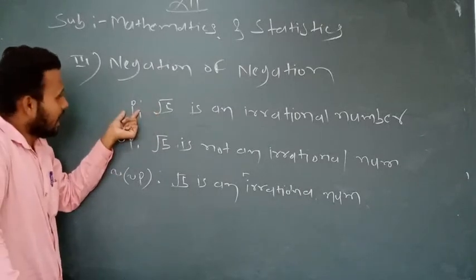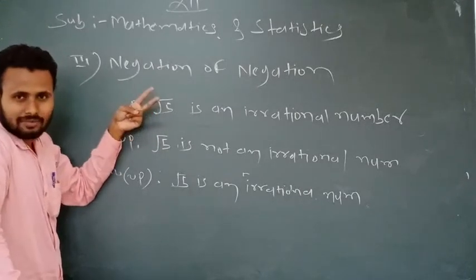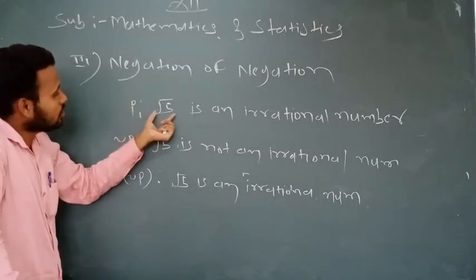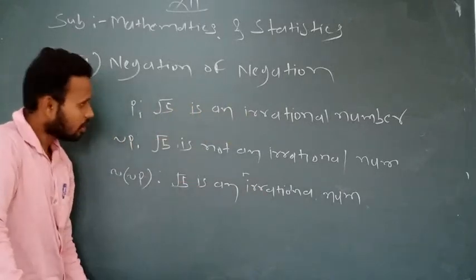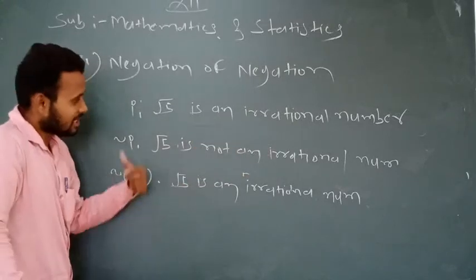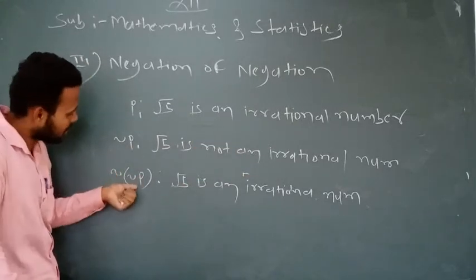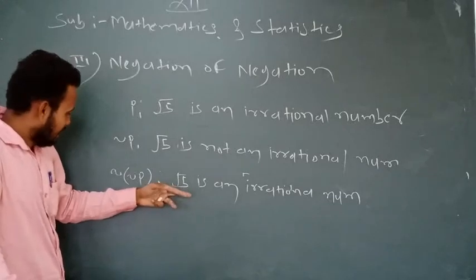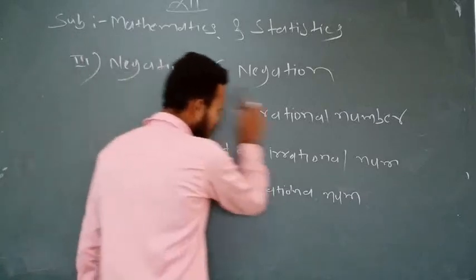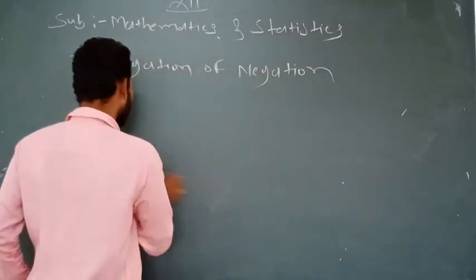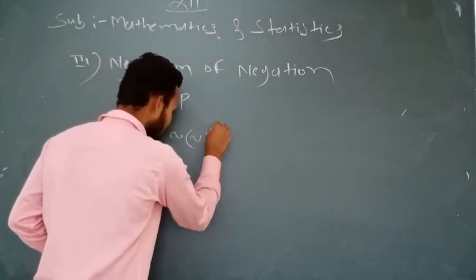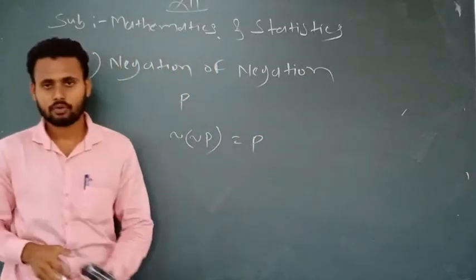So we took the negation of one statement two times, and got the given statement again. The statement P denotes that the square root of 5 is an irrational number. The first time we take the negation of P, it is that the square root of 5 is not an irrational number. The second time we take the negation of the negation of P, and we get the required statement P. If P is any statement and you take its negation two times, then you get the original statement P.